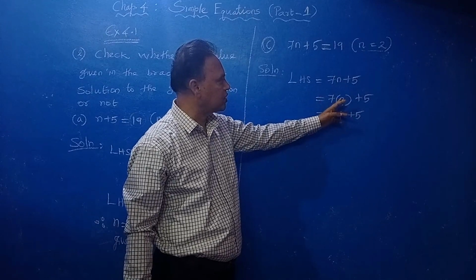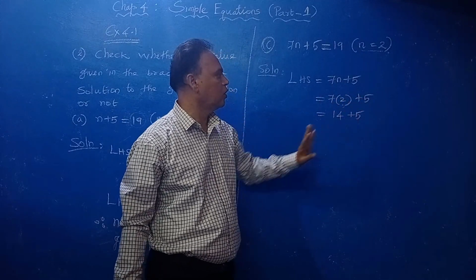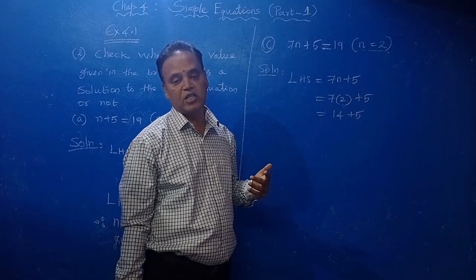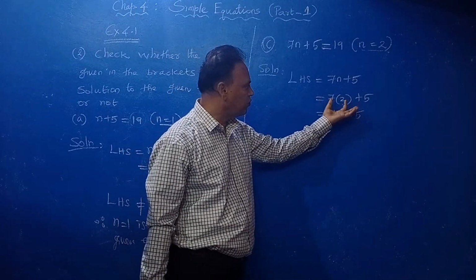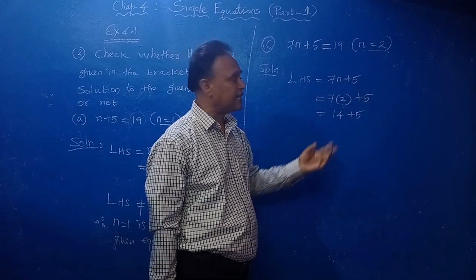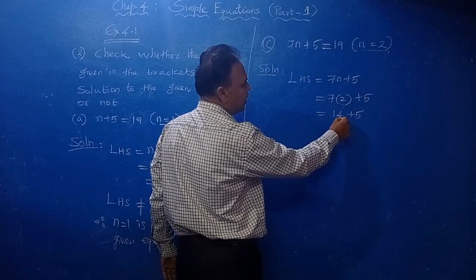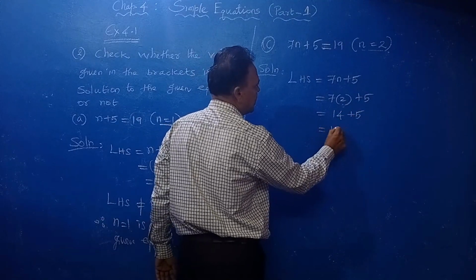Otherwise, what you will do is add 2 plus 5 to get 7, then 7 into 7, 49 you will write. That is wrong. Clear? First you always have to multiply, then you have to add. So here 7 into 2 is 14, plus 5, that is 19.